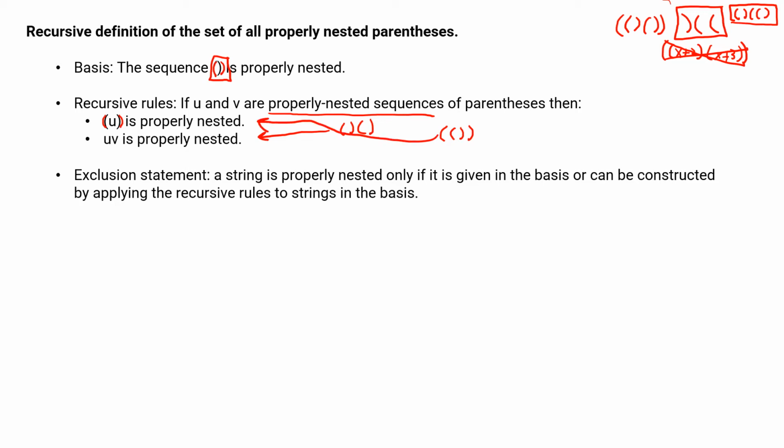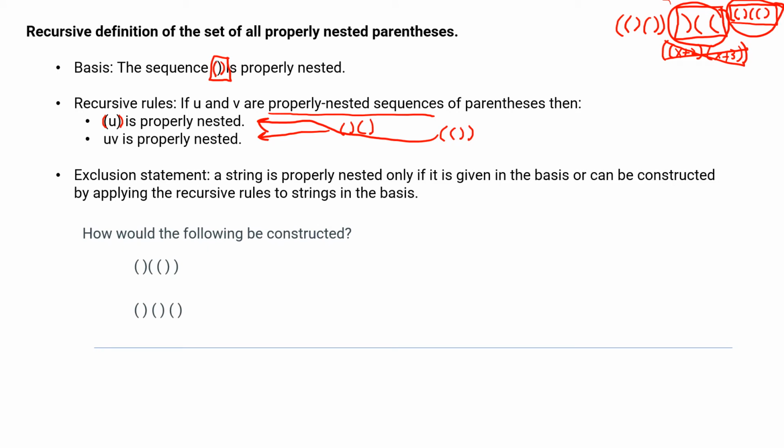Okay, and then they have the exclusion statement, which again we usually will leave out, but in this case I've gone ahead and included it. The exclusion statement says a string is properly nested only if it is given in the basis or can be constructed by applying the recursive rules to strings in the basis. So anything else, like these up here, would not be able to be constructed using this set of instructions. Okay?